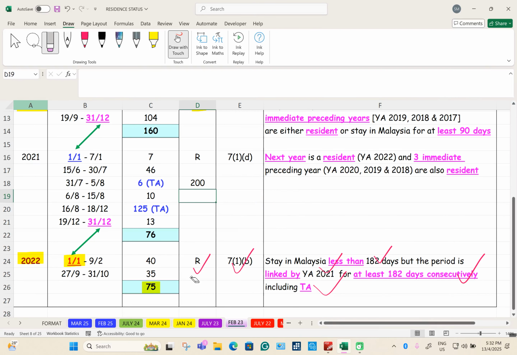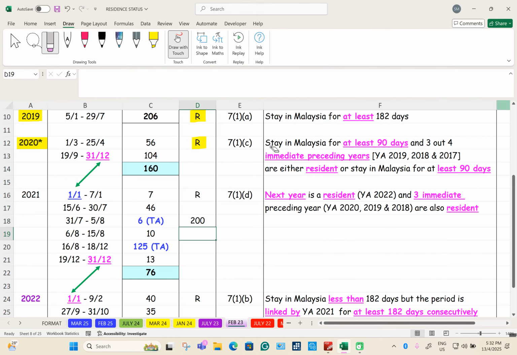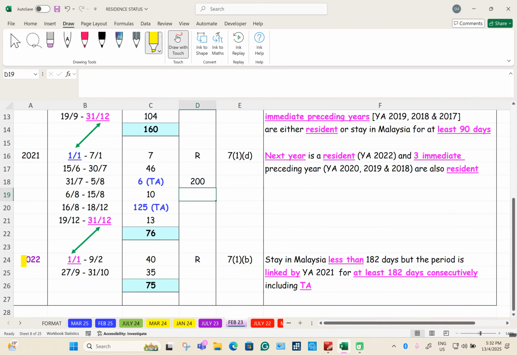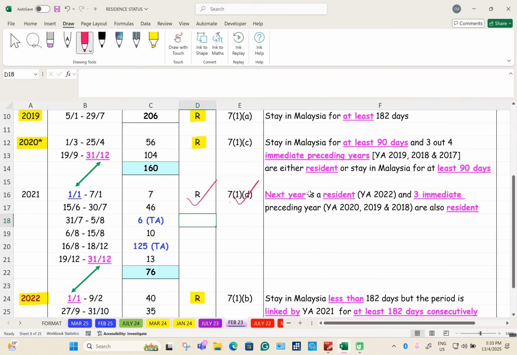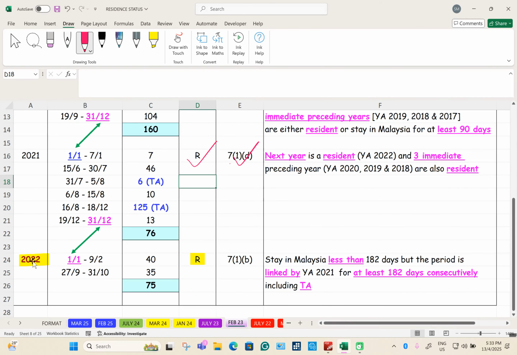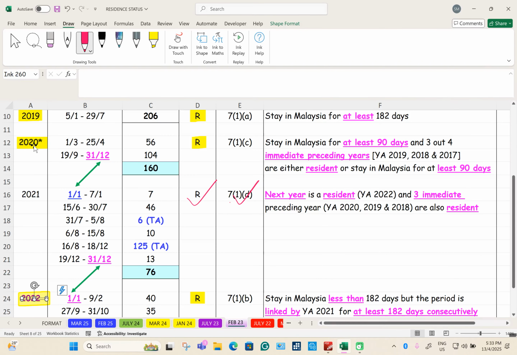Guys, remember just now why we did 2022 first? Because 2021, we were trying to use D. So in order to do D, one of the conditions is next year is a resident, isn't it? Look at our YA 2022. Is it resident? Yes, therefore, YA 2021, the answer is resident. Section 7, subsection 1D. How do we give reason? Next year is a resident, so next year is YA 22. And 3 immediate preceding years. Just now, what were the years? 2020, 2019, 2018 are also resident.